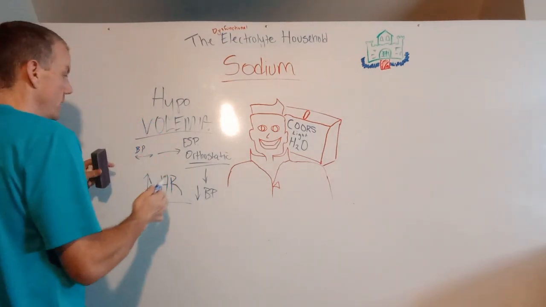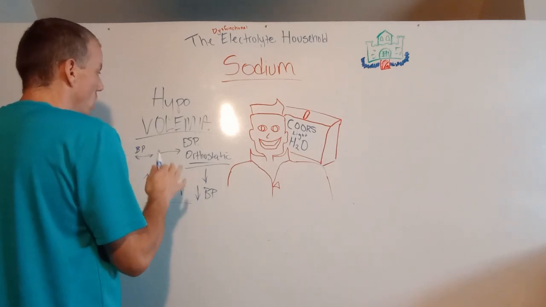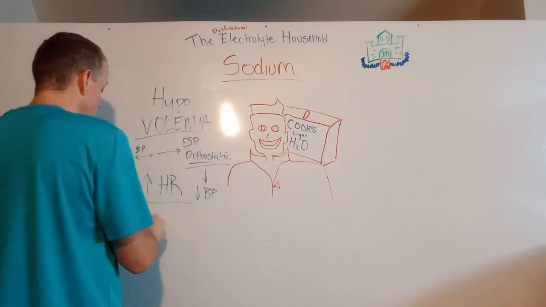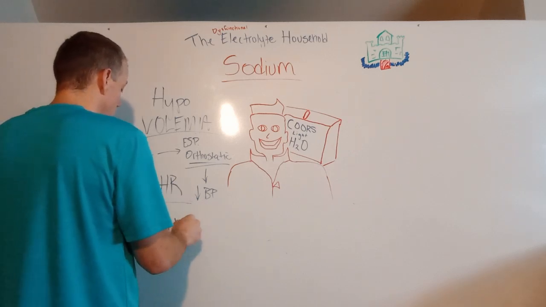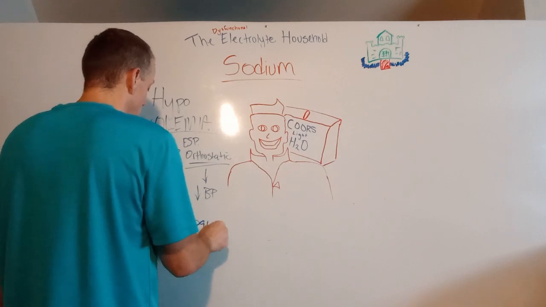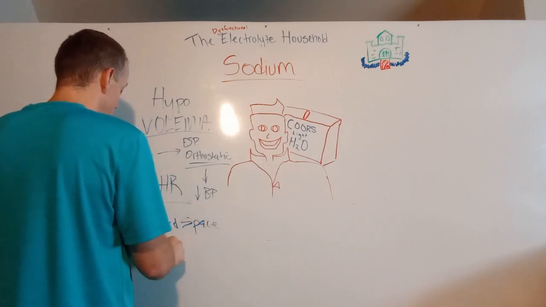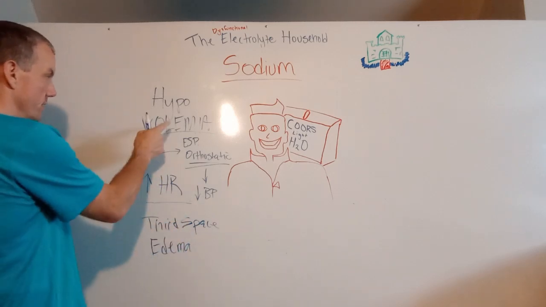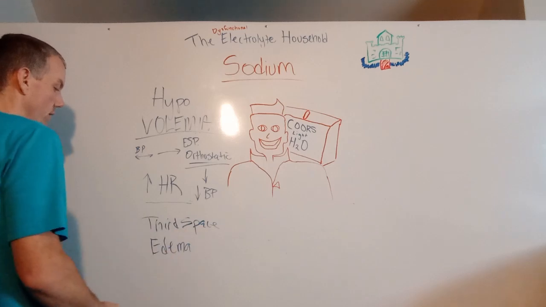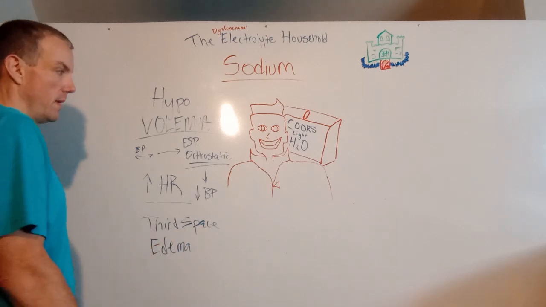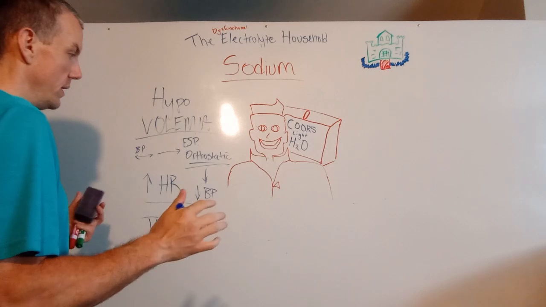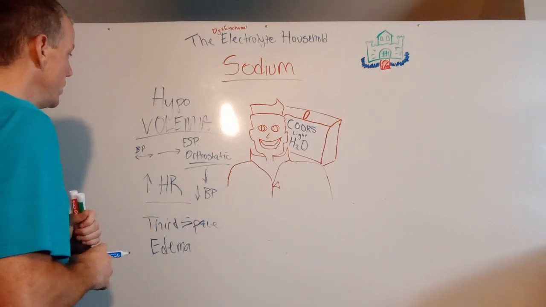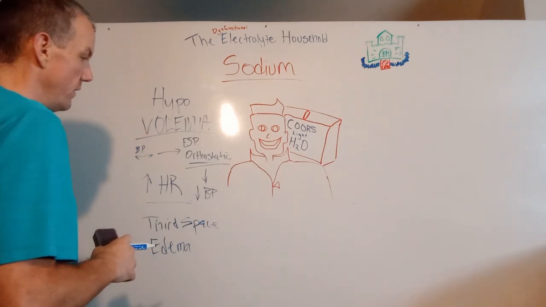So this is often, it doesn't necessarily cause, but it is often associated with third spacing or edema. Like I said, it doesn't cause this to happen, but this causes this to happen. You start losing fluid into the third space. You start losing fluid, like in the peripheral areas, and you end up with too little fluid in the vasculature.